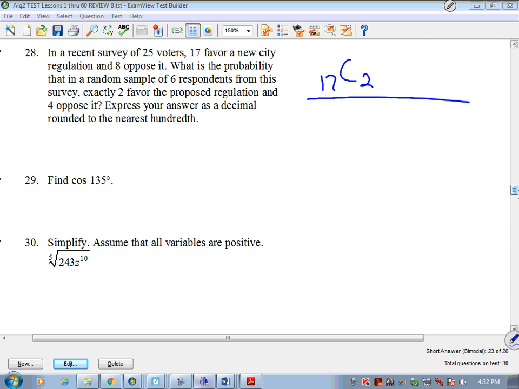We had 8 oppose it. So out of that total of 8, we want 4 to oppose it, and our total was 25, but we're only using 6. So hopefully I've got this set up correctly.